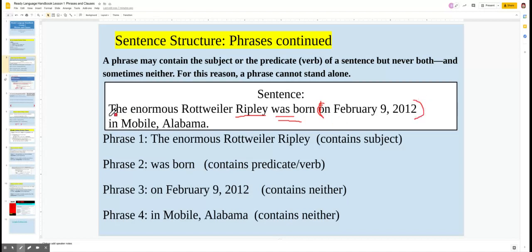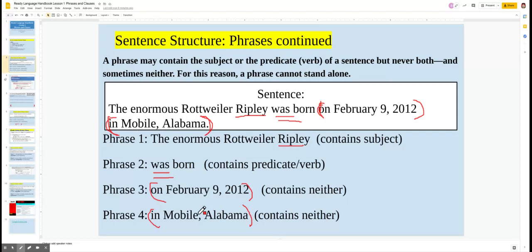And then I've also got in, which is a preposition. I'm going to do another set of parentheses. And I've got the end of that and the noun for that. My object of my preposition is Alabama. So I've got my subject right here, which is Ripley. Was born is a phrase that contains my verb. And then I have another phrase right here, a prepositional phrase. And I have another one right here.